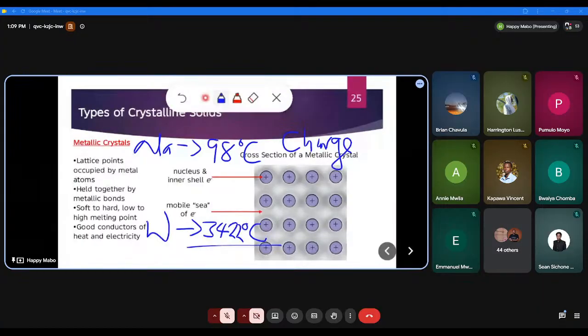We referred to that as charge density. Charge density was referred to as the ratio of the charge that is found on a particle in relation to its size. So tungsten has a very high charge density, and that makes the forces of attraction that exist in its structure way stronger, and as a result, it has a very high melting point.